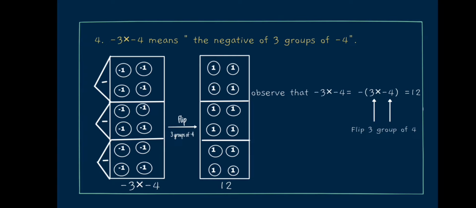Negative 3 times negative 4, example number 4, means the negative of 3 groups of negative 4. So negative 3 groups multiplied by negative 4. In one group, there will be 4. So 3 groups of 4 is 12. Flip that, 3 groups of 4 is 12. Did you understand the multiplication of integers?